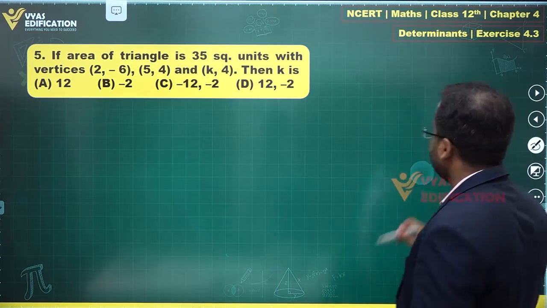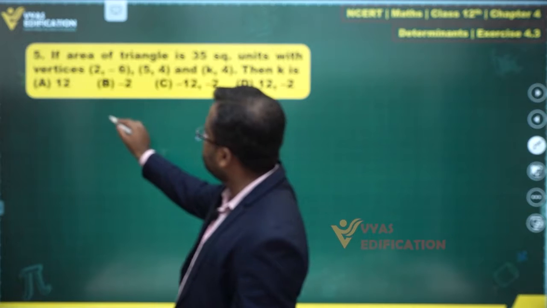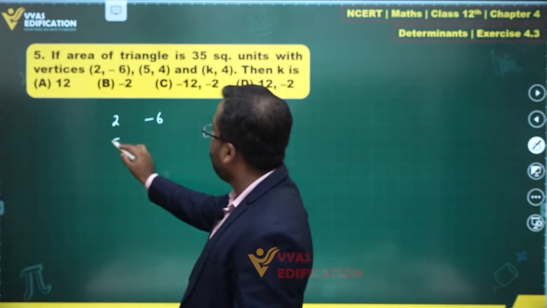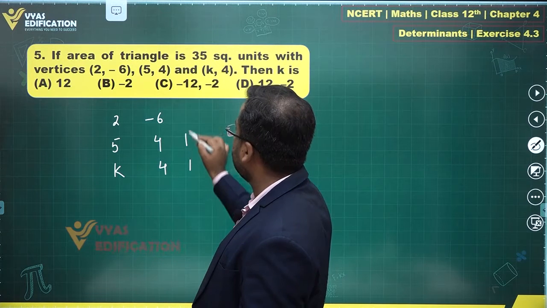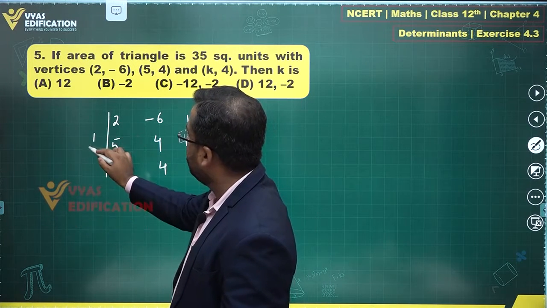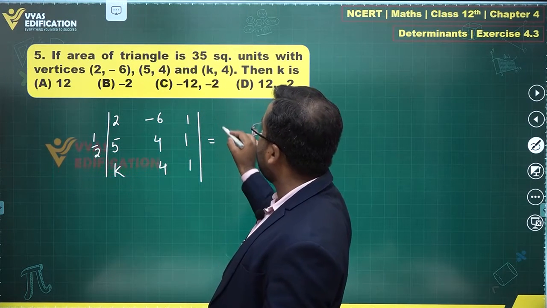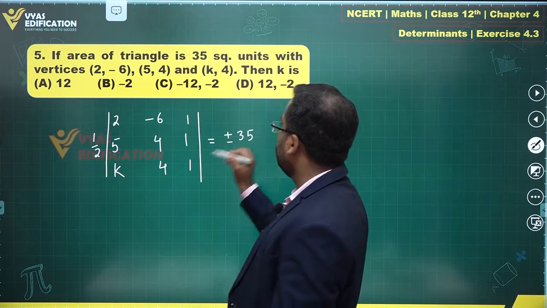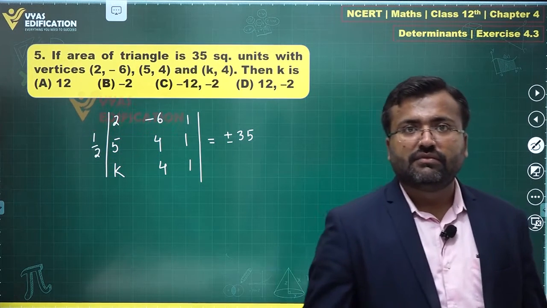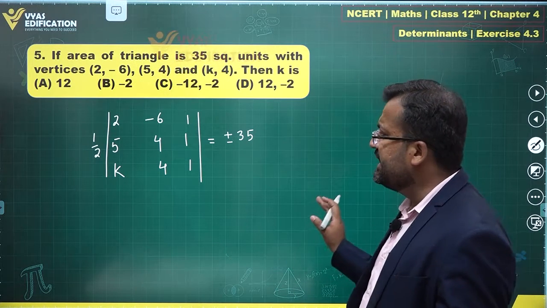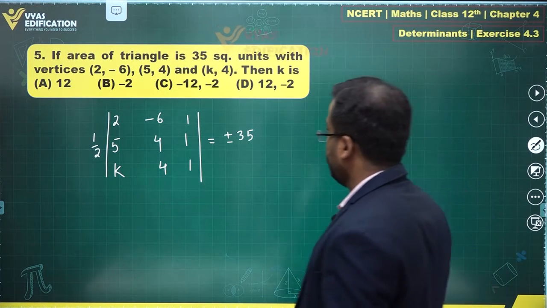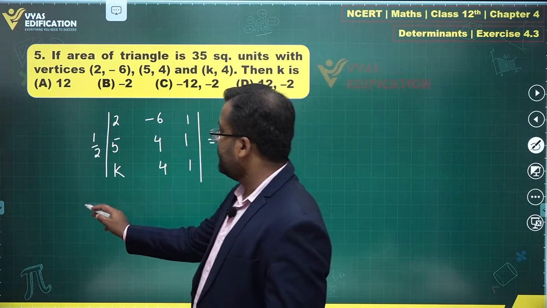Remember that. And once you remember that, we can directly say 2, minus 6, 5, 4, k, 4. Then the last column will be 1, 1, 1. This determinant times half is equal to the area, which is plus or minus 35 square units. That's the equation. Now solve this equation to get the value of k. That's very simple.